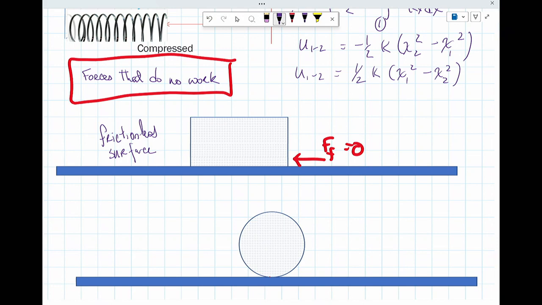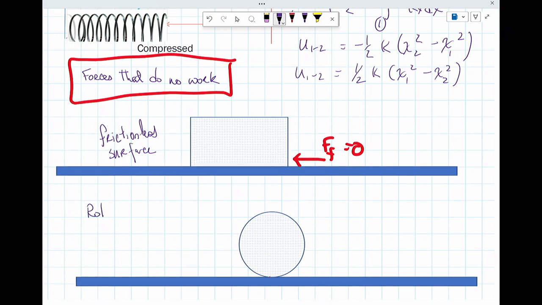Now the top one is going to be pretty obvious. If I have a frictionless surface, the force of friction is 0, and if I push a box across that surface, it's going to do no work because there is no force.